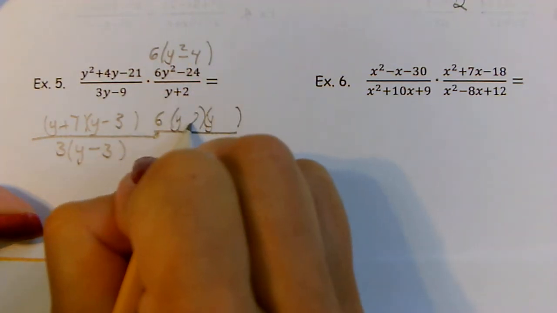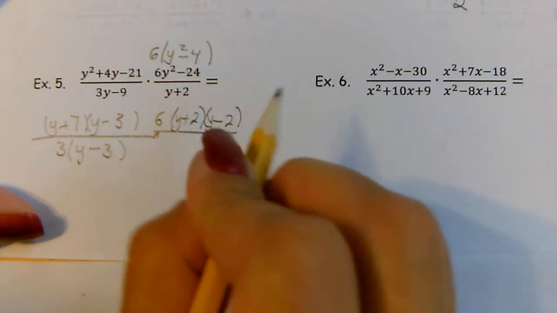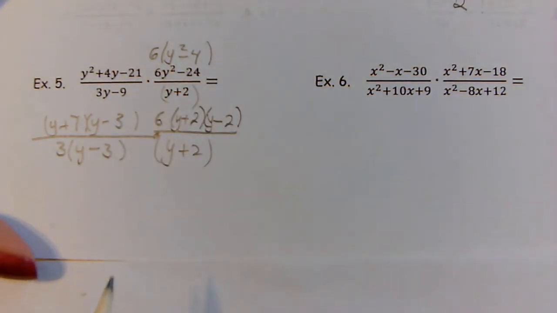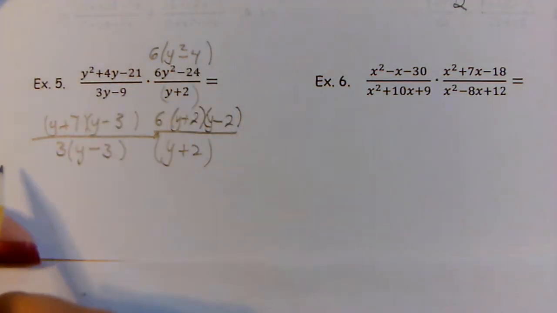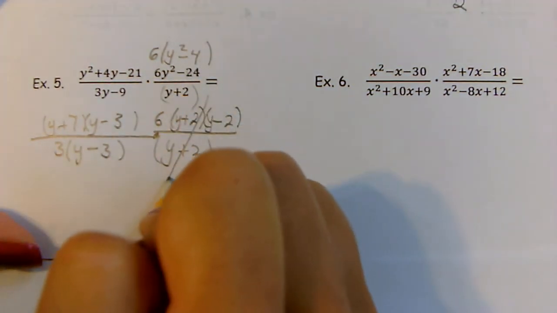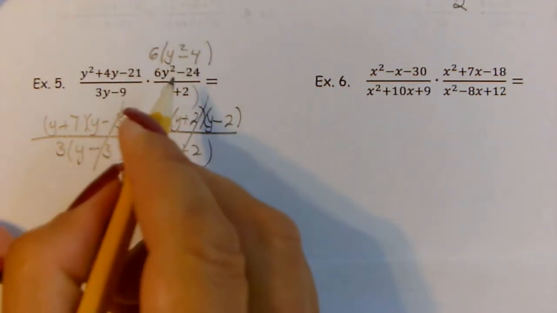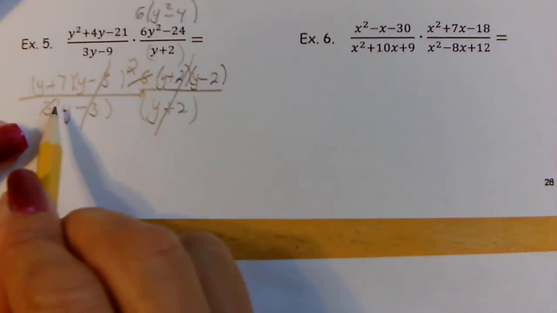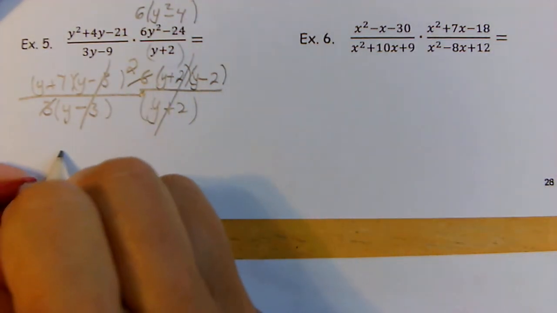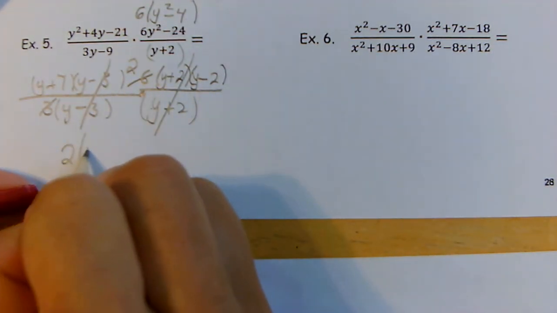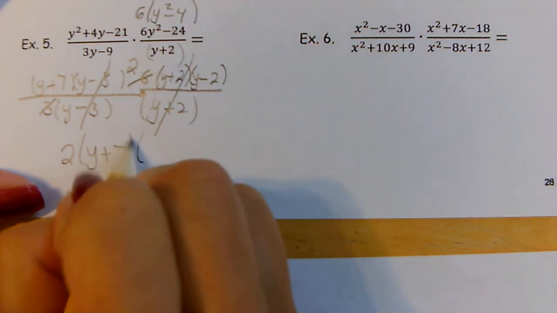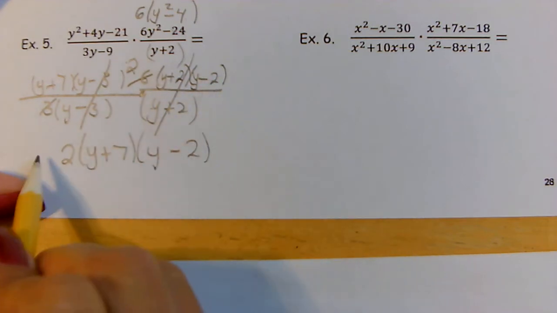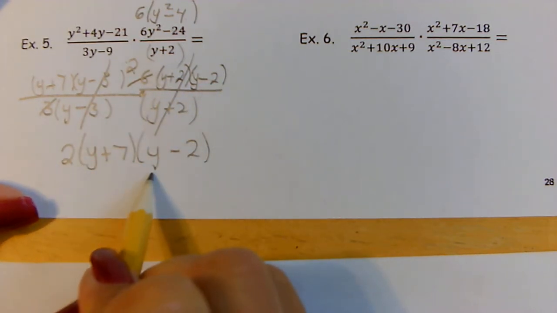y, 2, 2, plus, minus. And here this denominator is factored. You can cancel anything on top and bottom, diagonally or above. This goes. 6 divided by 3 will be 2. So everything in the denominator cancels to 1. Y plus 7. Y minus 2. I have that, and that on the top with no denominator, so I don't have to write it over 1.